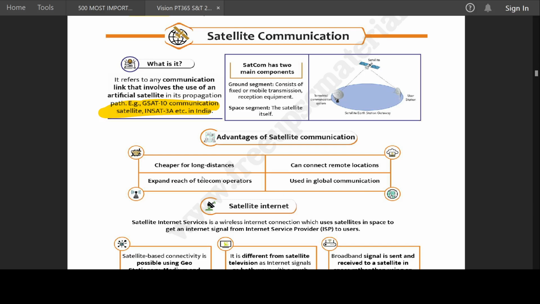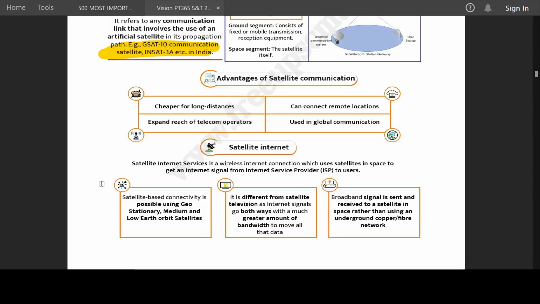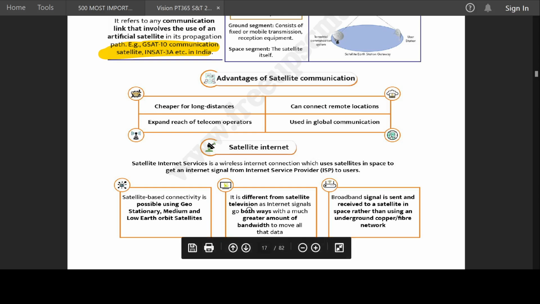Satellite internet services is a wireless internet connection which uses satellites in space to get an internet signal from internet service provider to users. Okay, satellite based connectivity is possible using geostationary, medium and low earth orbit satellites. It is different from satellite television as internet signals go both ways with a much greater amount of bandwidth to move all that data. Broadband signal is sent and received to satellite in space rather than using an underground copper or the fiber network.